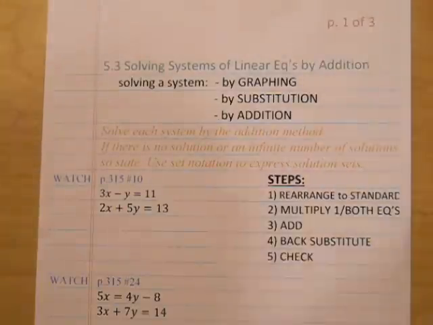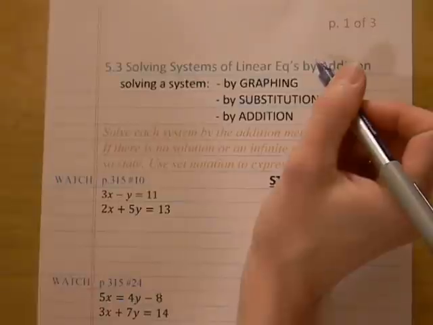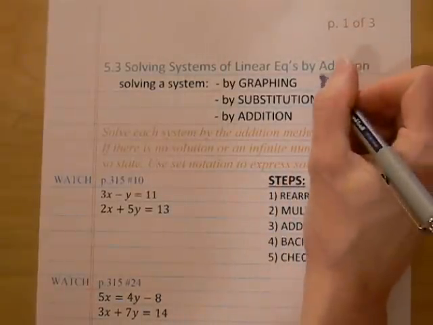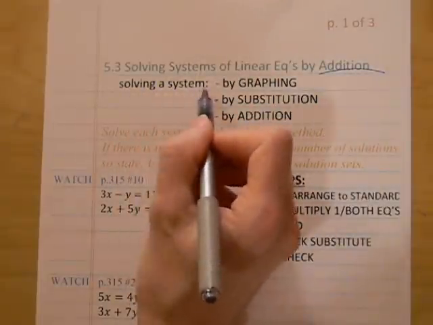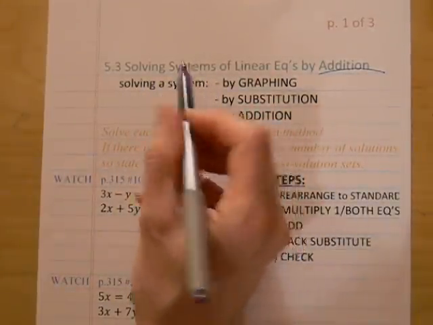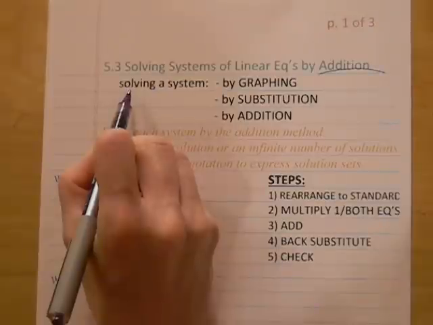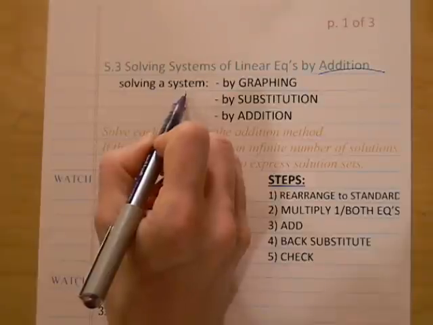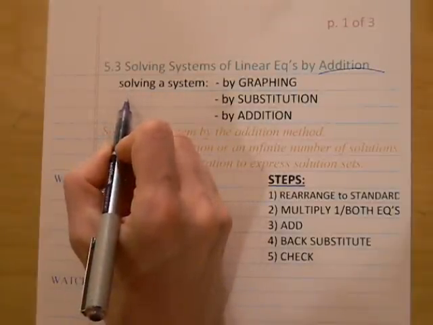Okay, section 3 of chapter 5 is to solve systems of linear equations by addition. So again, we've been looking at how to solve a system. Two linear equations on the same graph are being used together, compared, and we're looking to solve that. We're finding the point where the two lines intersect, or the point that works in both equations.